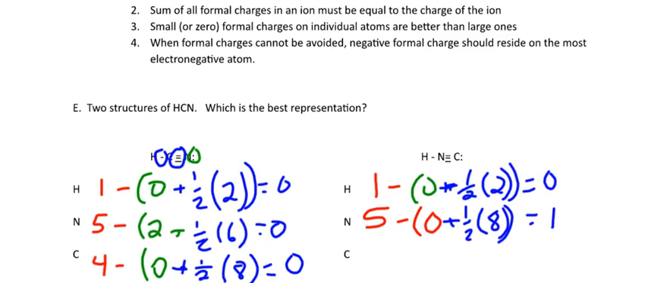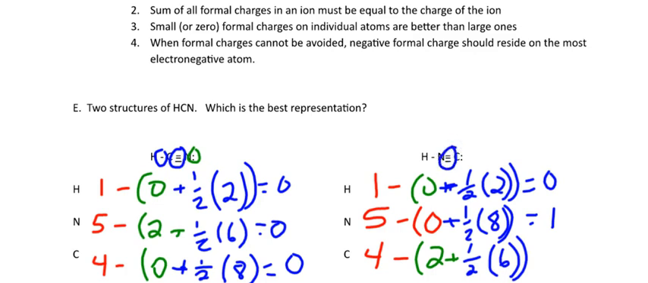Let's try carbon next, okay? Carbon has 4 valence electrons. How many lone pairs does it have? 2? Well, that's not very common, is it? No. Should be a clue right there. Okay, and then what? How many total electrons is it bonded with? There's 6 of them. Okay, so what's half of 6? It's 3. 2 plus 3 is 5. 4 minus 5 is -1.